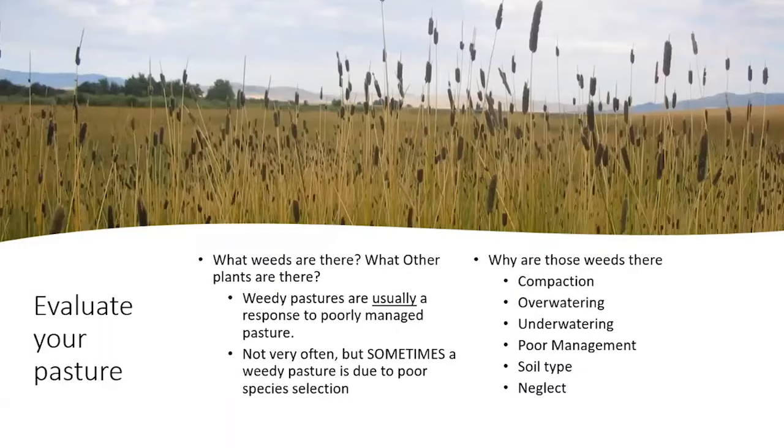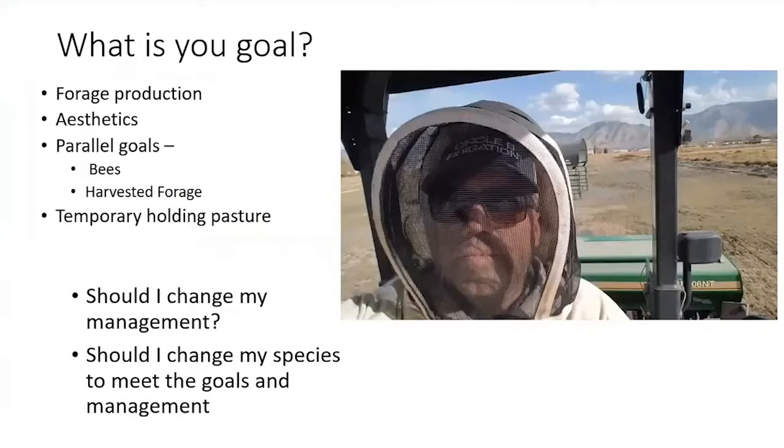Some of the things besides compaction that can be changed are if you overwater it, if you underwater it, if you just plain manage it poorly and neglect it. Another thing, when you're looking at what species you want to select for a pasture, is to ask yourself, what's my end goal? Do you want it to look like a lawn, or do you want it to really kick out a lot of forage? Do you just mostly care about it looking good? Do you have other goals?